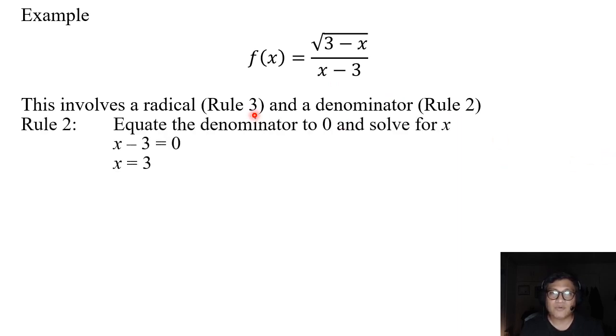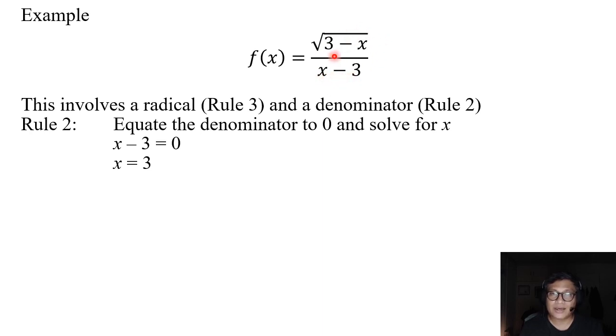So if I'm going to use first rule number 2 in the denominator, I'm going to equate x minus 3 to 0 so that I can solve for x. So this is easy. So x minus 3 equals 0, so x equals 3. So meaning, as of now, the domain will be all real numbers except 3. Okay, so that will be our initial solution.